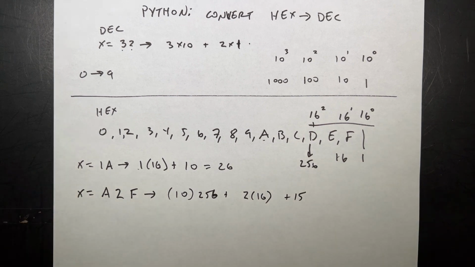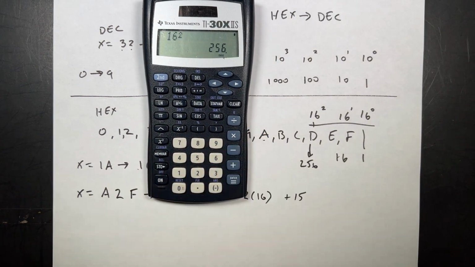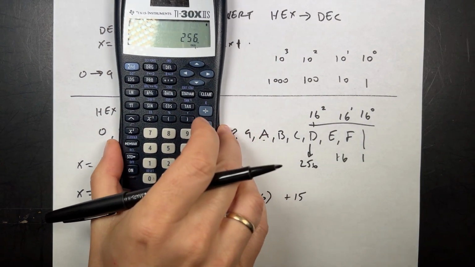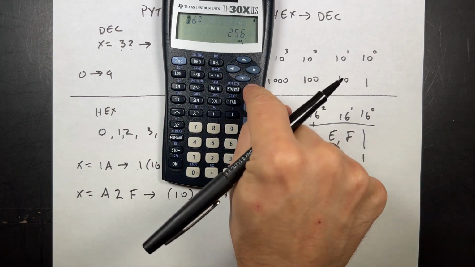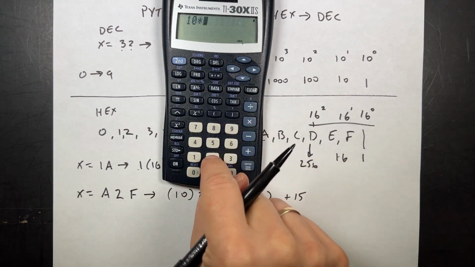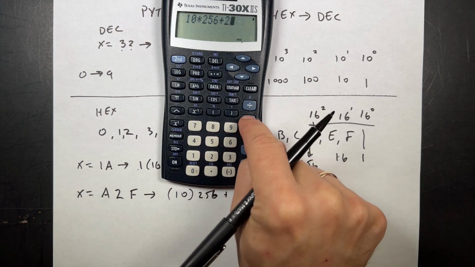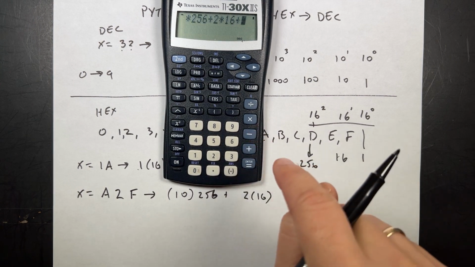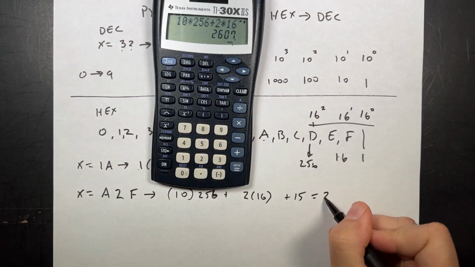So let's do this in the calculator. You can't even see that. Let's see. Okay, you're just going to have to deal with it. Clear. 10 times 256. I could have done that in my head, but I didn't. Plus 2 times 16 plus 15 equals 2607 in decimal.